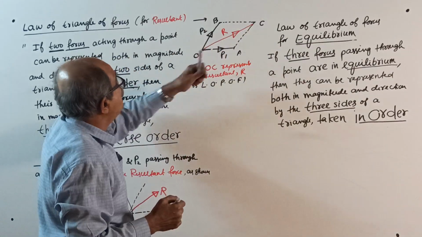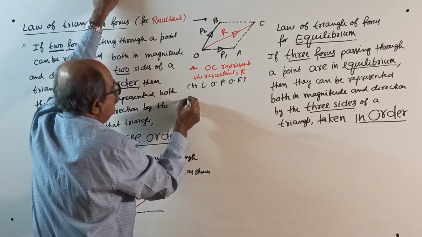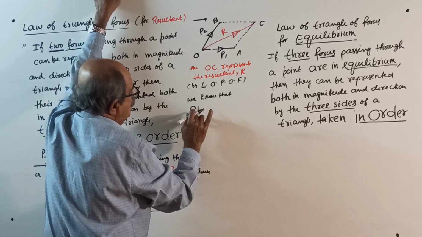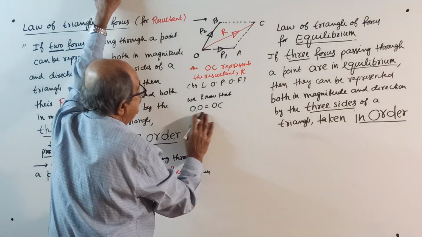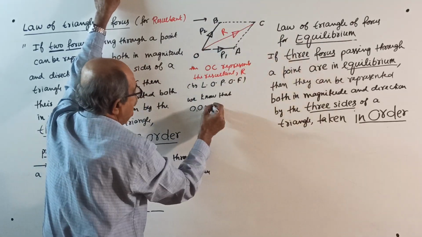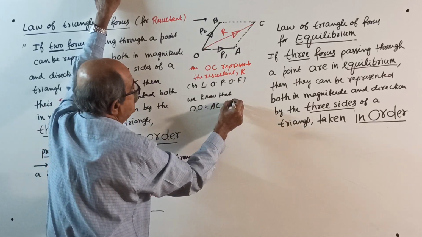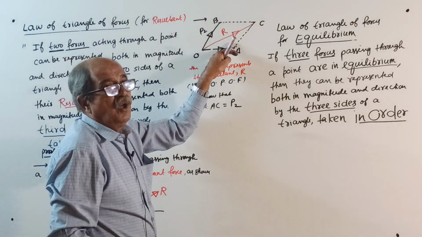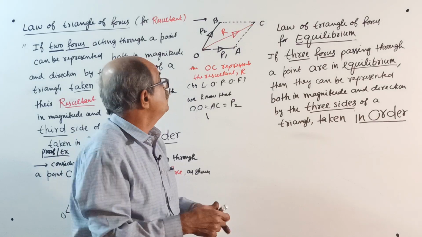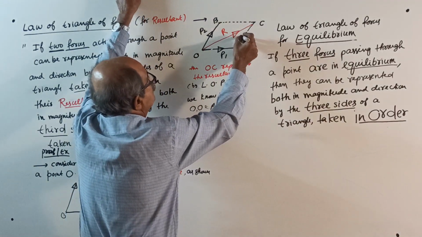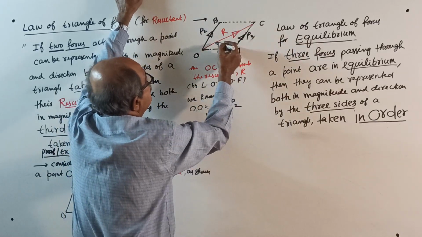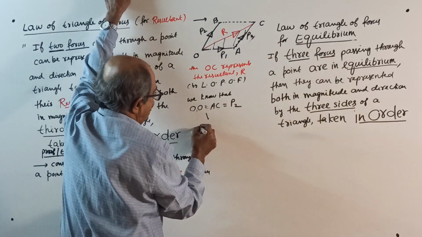Now do one thing, observe correctly. Right here, we know that OB equal to AC, OB equal to AC, equal to P1, P2. Therefore, now draw one more sketch below, where you mark this as P2. If this is P2, this is also P2. Now consider only the triangle.